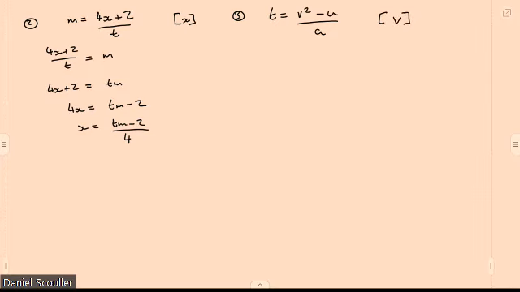Isolating V, spin it around. Very similar to the last one we did. That A has to be moved first. The U gets moved across, becomes a positive. And the square term becomes a root.